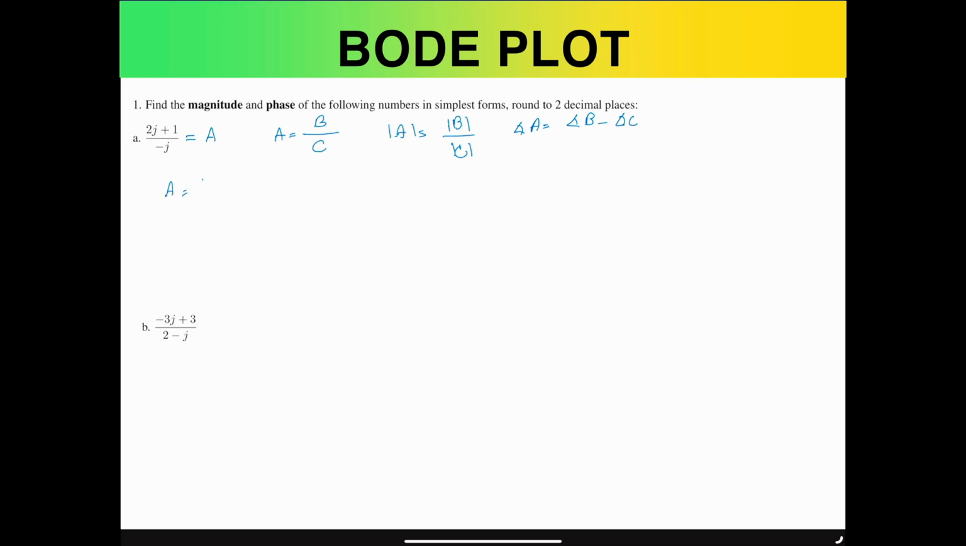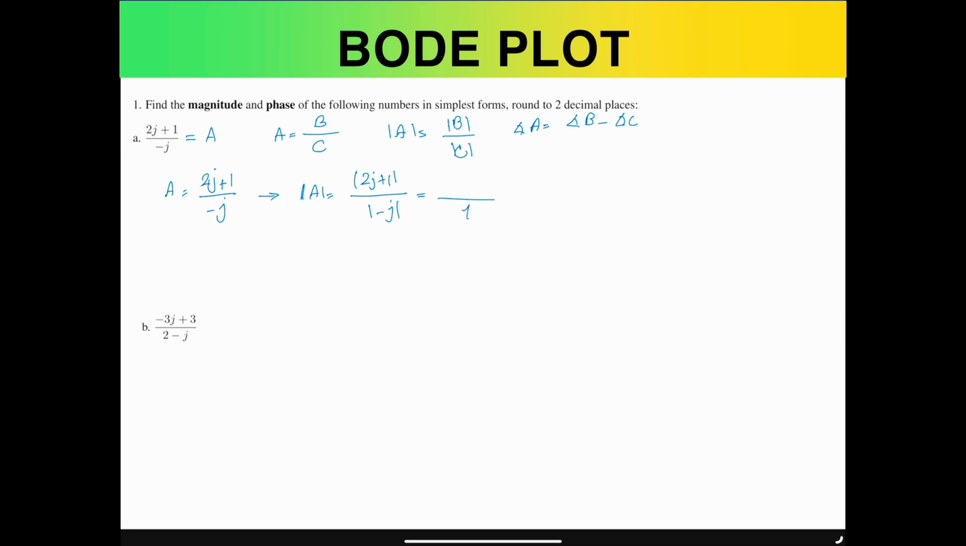So if our fraction is going to be 2j plus 1 divided by minus j, then the magnitude of a simply becomes the magnitude of 2j plus 1 in the numerator divided by the magnitude of minus j in the denominator. The denominator is simply minus j, which has the same magnitude as plus j, which is a simple complex number that has a magnitude of 1, because the coefficient of j is only 1. So we simply can call it 1.